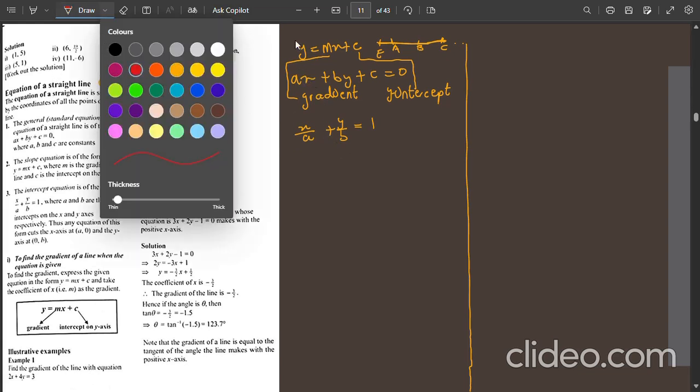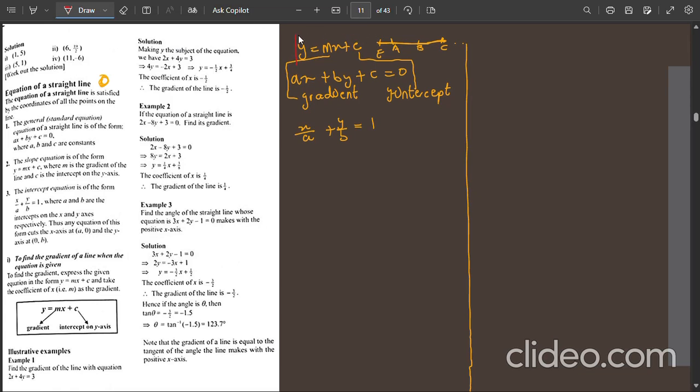So the first one is very necessary. And the second one is also very necessary. And this one, I've never really used this equation, but let's keep it.